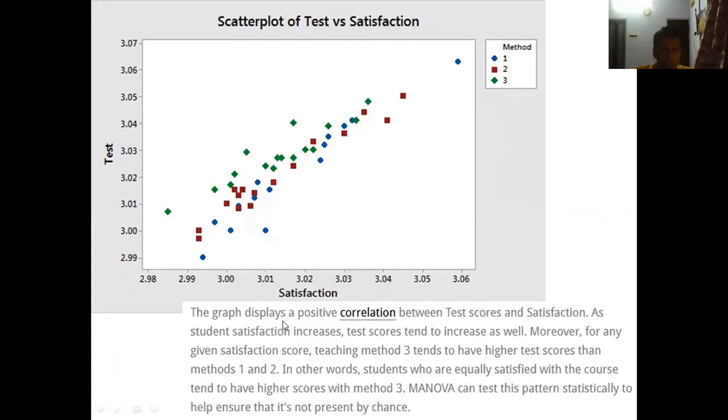So this graph displays a positive correlation between test scores and satisfaction. You can see the pattern. There is an upward trend. So you can say that there is a positive correlation. Since there is an upward trend, you can easily interpret that there is a positive correlation between test scores and satisfaction. As student satisfaction increases, test scores tend to increase as well. If the student satisfaction increases, then the test score will also increase.